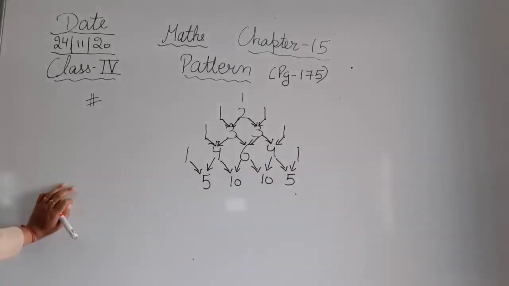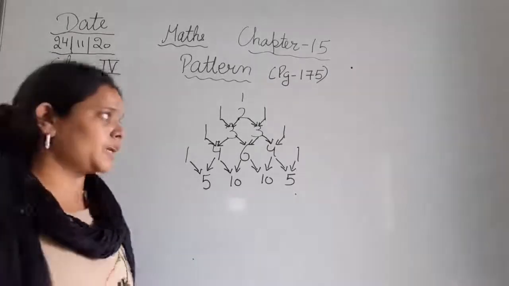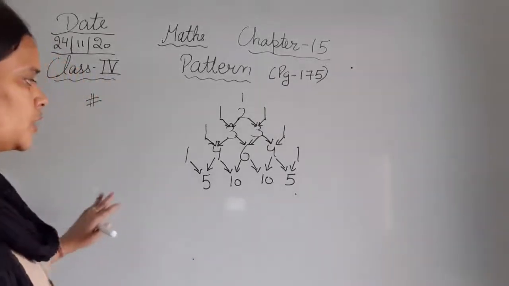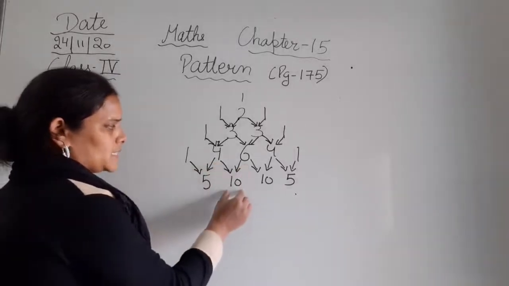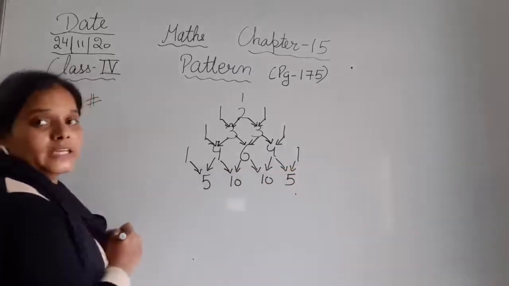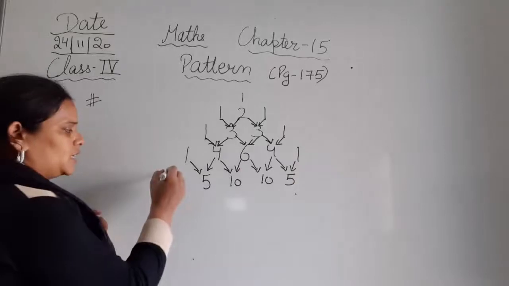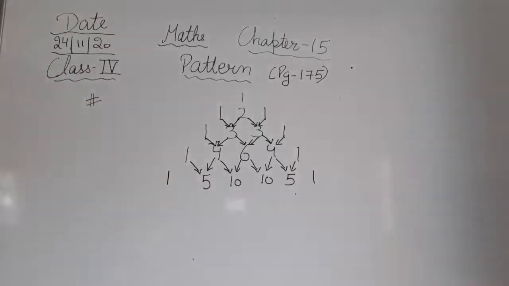So you have to keep in mind which pattern they are following here. Okay, so now you have to do this. See, you have to make the pattern following these steps. Okay, so here after adding, 1 plus 4 is 5, 4 plus 6 is 10, 6 plus 4 is 10, 4 plus 1 is 5. Now the next is, in this, you have to add 1 on both sides. Clear?